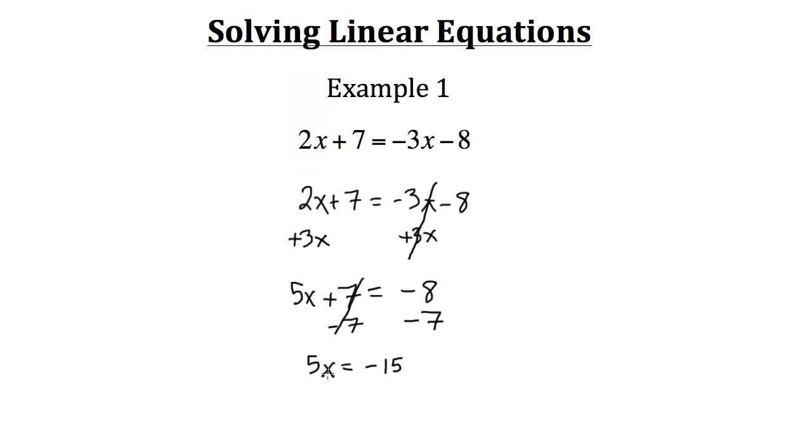In order to isolate the x, we need to get rid of this 5. Since the 5 is being multiplied to the x, we'll just divide to get rid of it. 5 divided by 5 cancels out to be 1, so we're left with 1x. Then we need to divide by 5 on the other side as well. So x is going to equal negative 15 over 5. Well, 15 over 5 is 3, but a negative divided by a positive is a negative. So for this example, when we solve the equation, we find out that x equals negative 3.